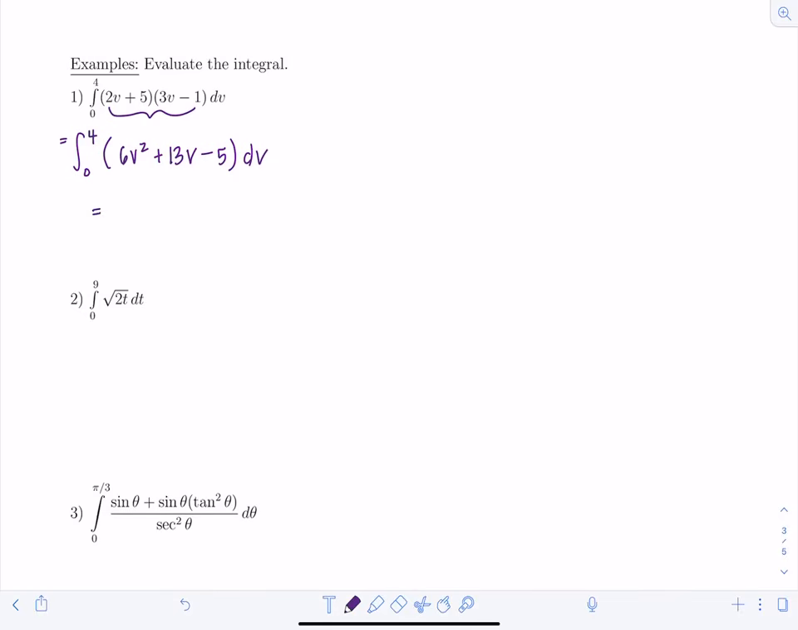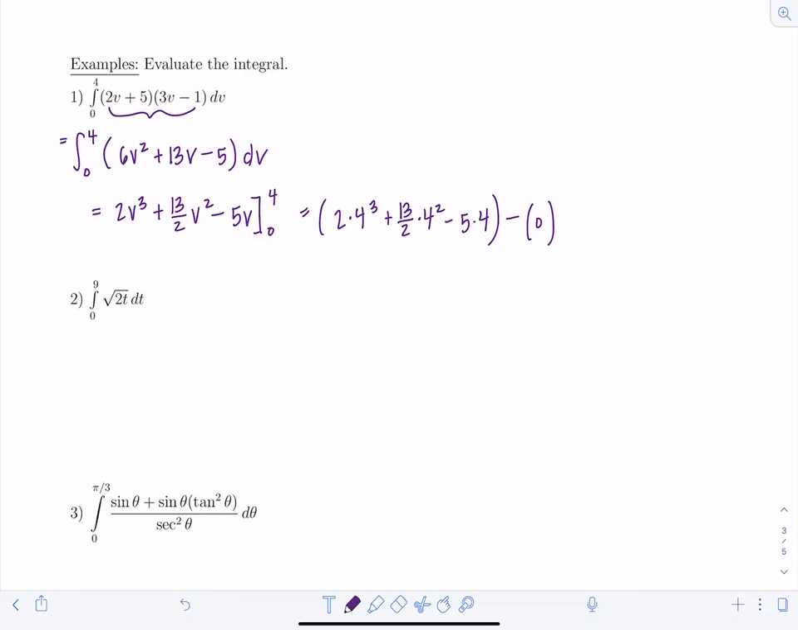So the antiderivative of 6v squared is going to be 2v cubed, plus 13 halves v squared, minus 5v. The constants just always pick up a variable, and then I'm going to evaluate this from 0 to 4. All right? Good, so let's plug in the upper limit of 4. So this is going to be 2 times 4 cubed plus 13 halves times 4 squared minus 5 times 4. That's the upper limit. Minus, and then if I plug in 0 for the lower limit, everything's 0.